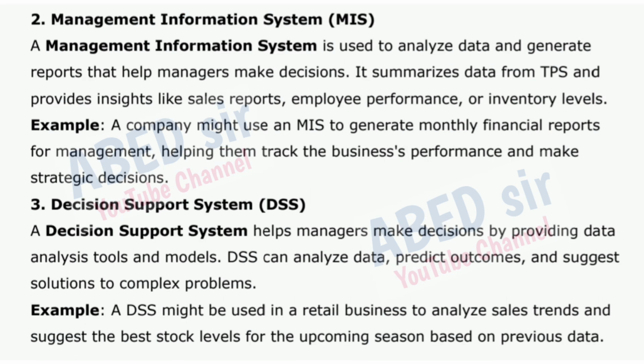2. Management Information System, MIS. A management information system is used to analyze data and generate reports that help managers make decisions. It summarizes data from TPS and provides insights like sales reports, employee performance, or inventory levels. Example, a company might use an MIS to generate monthly financial reports for management, helping them track the business's performance and make strategic decisions.